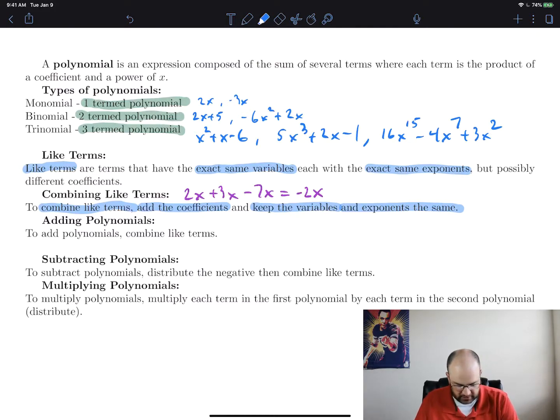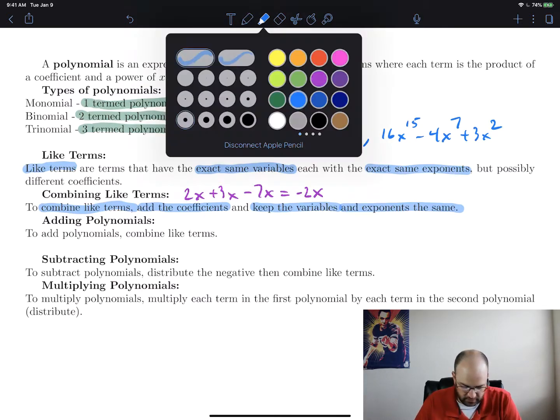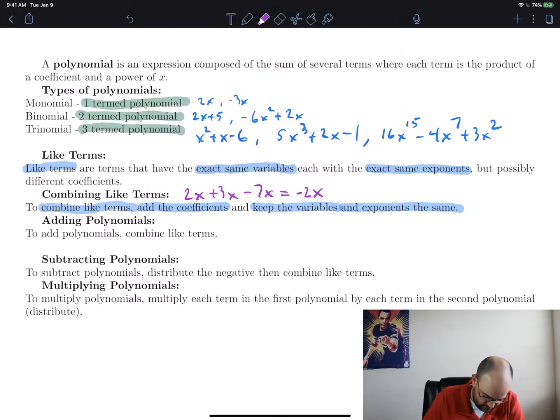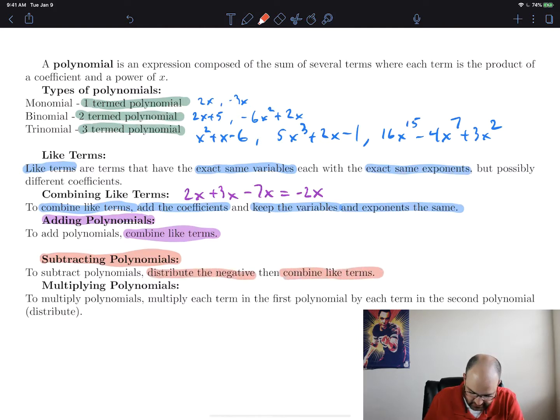Excellent. Now that we've talked about that, we're going to talk about adding, subtracting, and multiplying polynomials. To add polynomials, we're simply going to combine like terms. To subtract polynomials, first we need to distribute a negative and then combine like terms. So basically, subtraction is addition. It's just addition with the previous step, that's all.